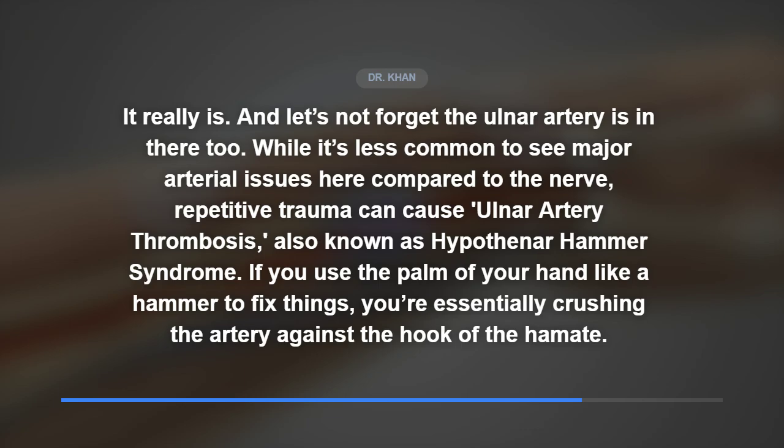It really is. And let's not forget the ulnar artery in there too. While it's less common to see major arterial issues here compared to the nerve, repetitive trauma can cause ulnar artery thrombosis, also known as hypothenar hammer syndrome. If you use the palm of your hand like a hammer to fix things, you're essentially crushing the artery against the hook of the hamate.